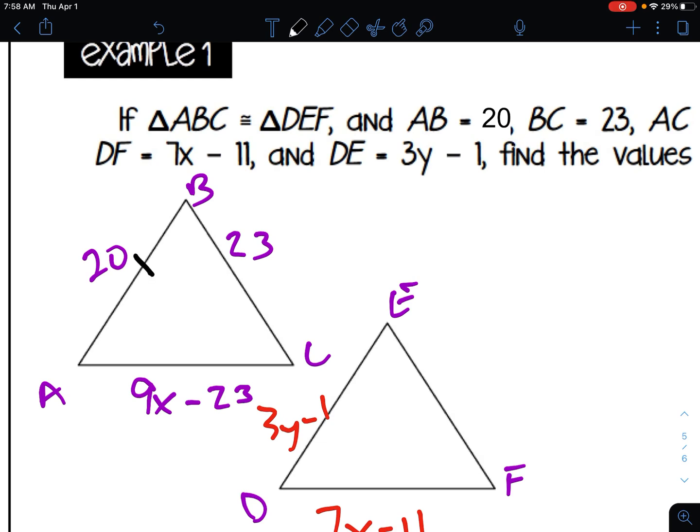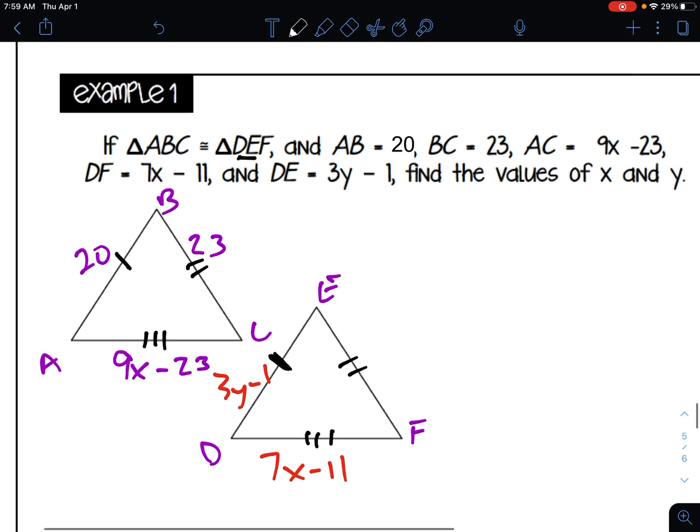What I know, AB is 20. That matches up with D to E. So I'm going to just put my tick marks where I know they're going to go. BC is 23. That goes with E to F because they're written second and third, right? So BC is second, third. EF is second and third. And that makes A to C congruent to D to F.